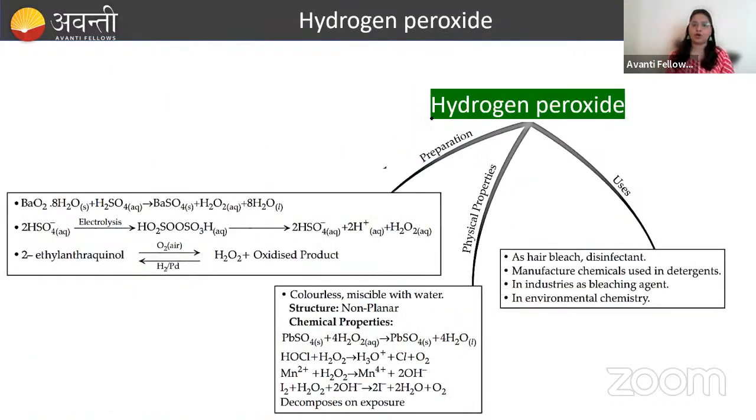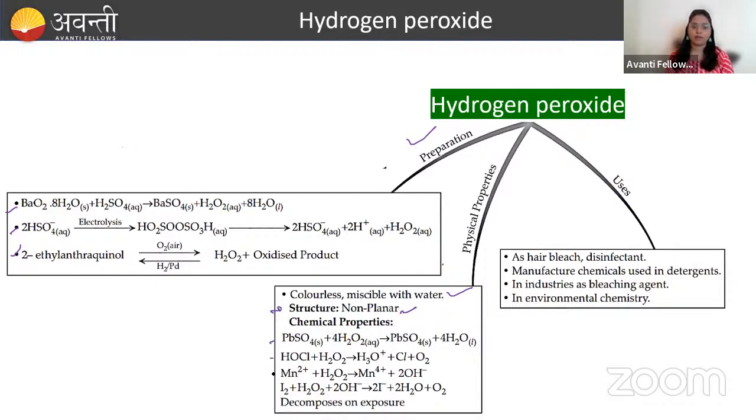Next, hydrogen peroxide. You know that the very important compound of hydrogen other than water is hydrogen peroxide. Its preparation, you can prepare it by using three methods. There are physical properties to that. It is colorless, miscible with water. It is non-planar. Okay, this is a very, very important thing. Its structure is non-planar.